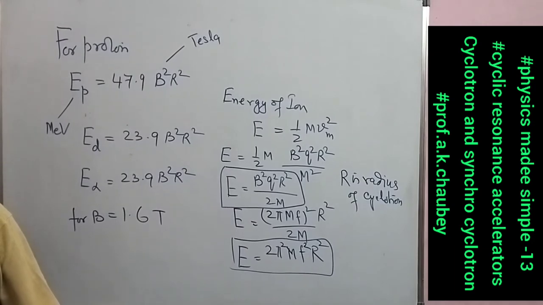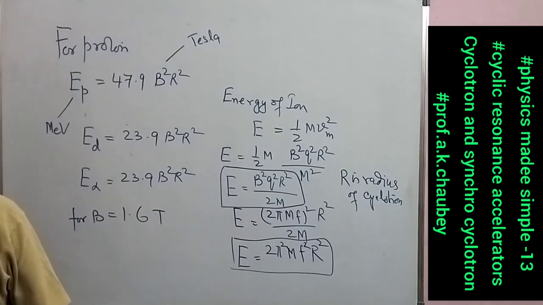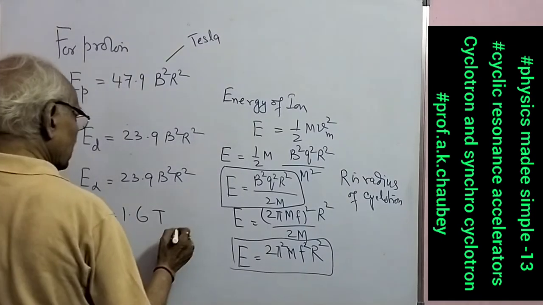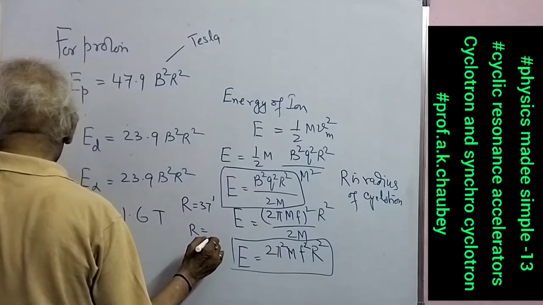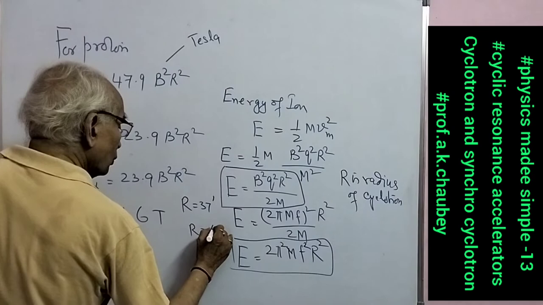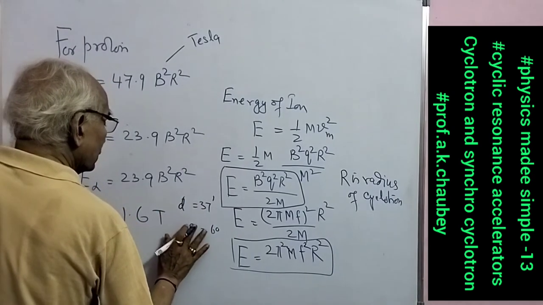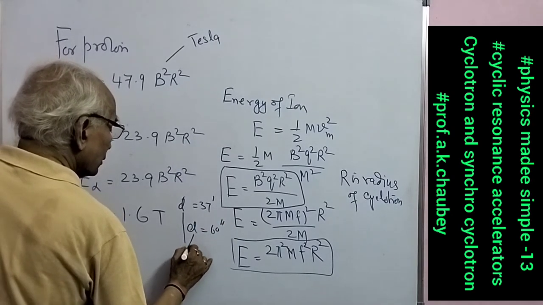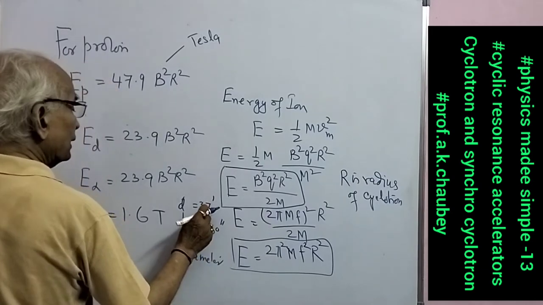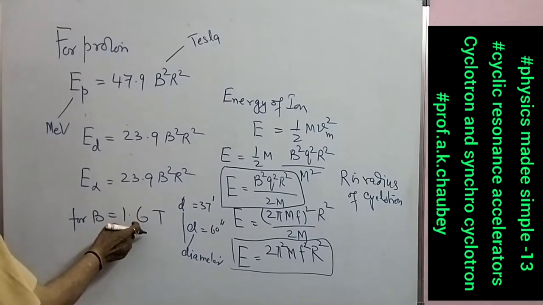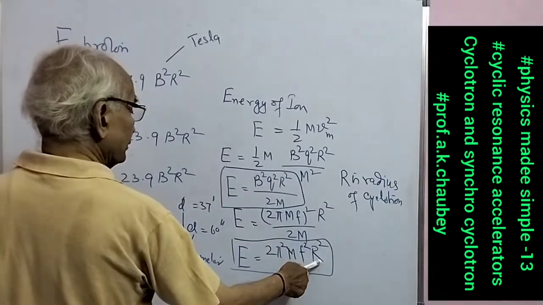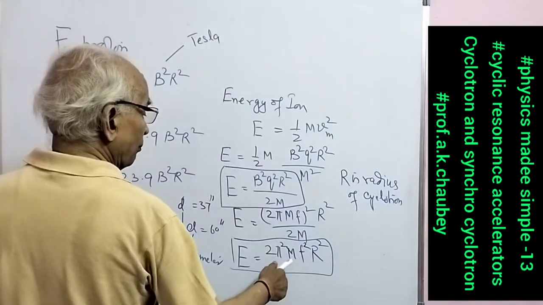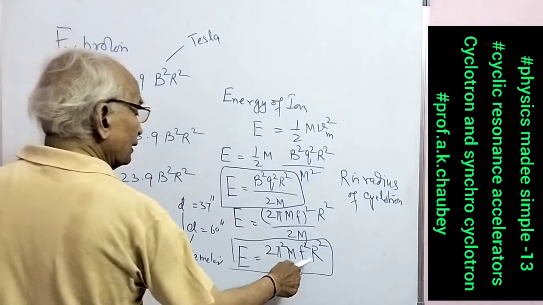Say, suppose we have some machine, the earlier machine which was designed. The first machine was R is equal to, I don't remember, yes, the first machine was R is equal to 37 inches. Then the next machine was designed with, it is a diameter, 60 inches diameter. So for this D, we can put R here, and for 1.6 Tesla we can get E, and from this we get some idea of the frequency. If R is here, say 37 inch, and say the mass of the proton, or the mass of the neutron, or the mass of the alpha, then find out the frequency F.